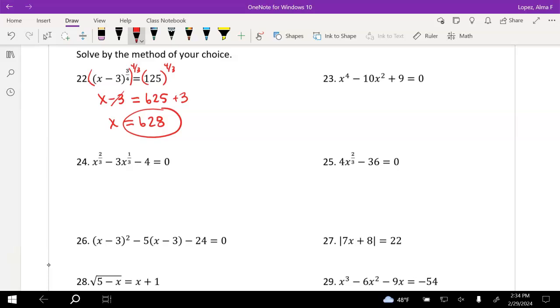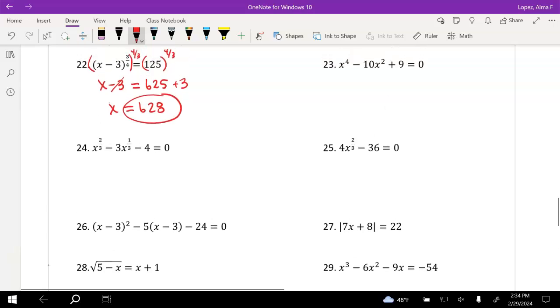Number 23 actually is a quadratic-like form, but the exponents are a little different than I expected, so we know that that is a u substitution type problem. I'm going to let the middle term variable equal u. I'm also going to let the lead term be u squared. So if I rewrite it, I get u squared minus 10u plus 9 equals 0. I'm going to solve that.